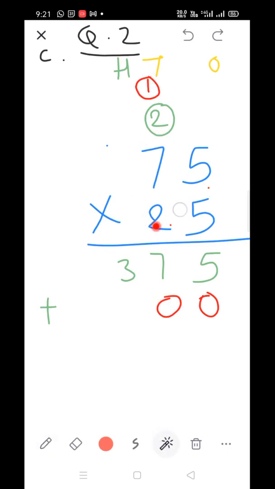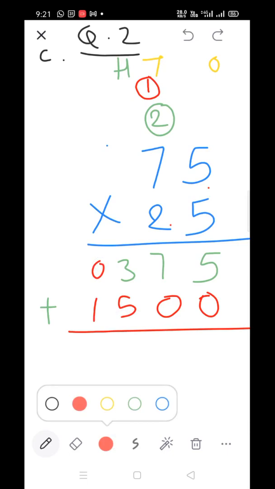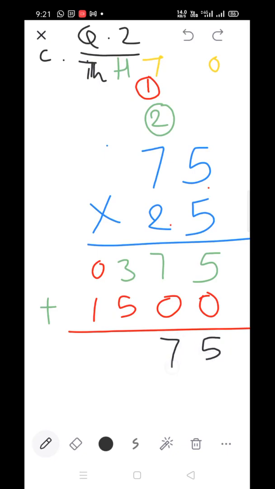Next, 2 multiplied by 7. 2 sevens are 14. 14 plus 1, 15. In here you can put a 0. Start the addition. Here one more place is added, that is the thousand place. 5 plus 0 is 5. 7 plus 0 is 7. 3 plus 5 is 8 and 1 plus 0 is 1. So the answer is 1875. So write down the answer at the last.